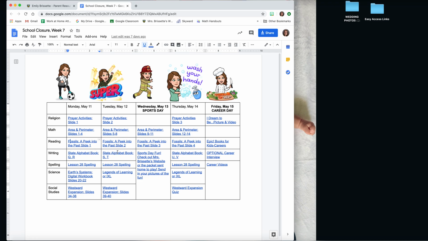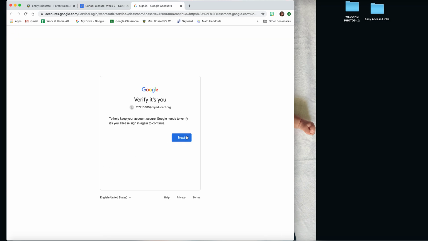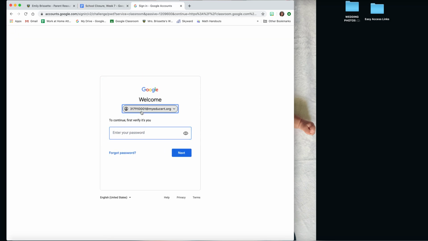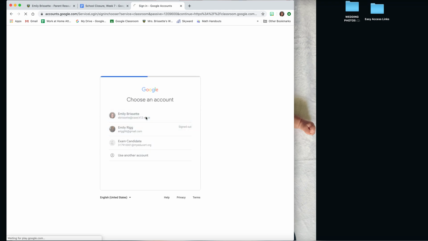We have 3 days we're going to work on the alphabet book, so try to get a couple letters done for that.